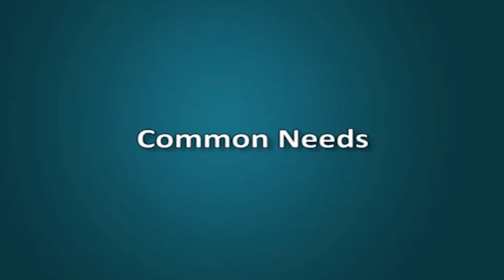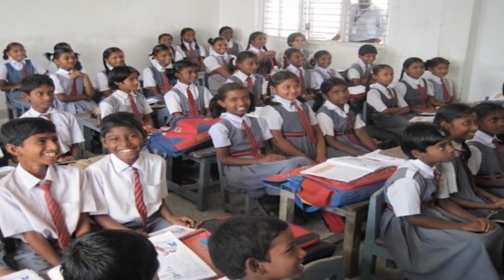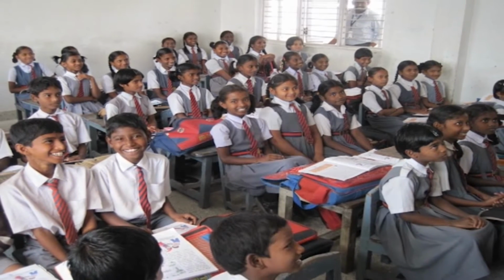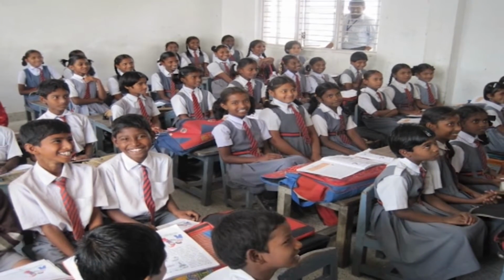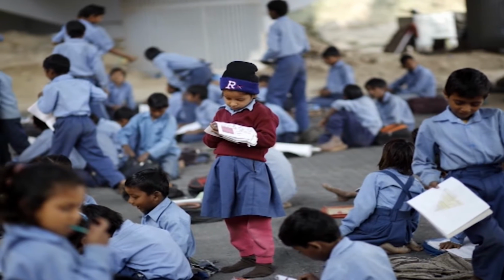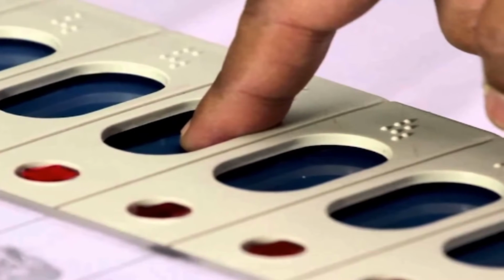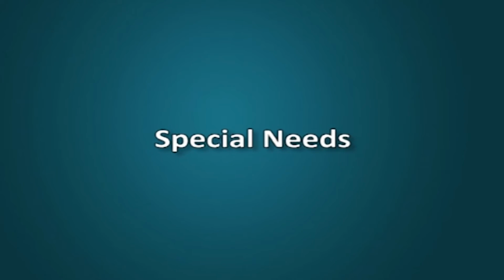Common needs. All students have certain basic needs in common. They will all become citizens. Nearly all of them will marry and raise families. They'll earn a living. They must all meet and try to get along with other people. They'll all have the responsibility of voting, etc. Now, what are special needs?